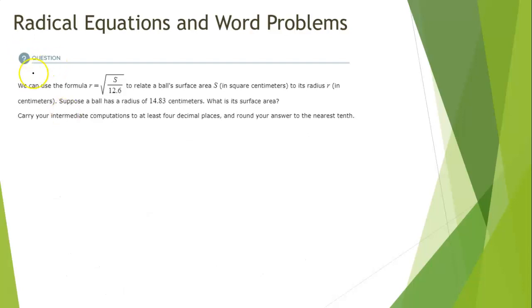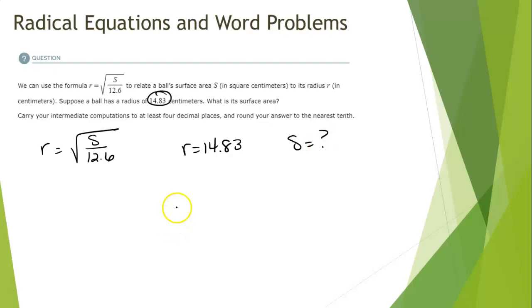Now, this one's a little bit different. We still have our same formula we just used, the formula for the surface area. But this time, they give us the radius. The radius is 14.83, and we're trying to find the surface area. So the 14.83 goes here, and that surface area is trapped on the inside of the radical. I can't get rid of the 12.6 because it's trapped inside that grouping symbol. So this is why sometimes on a word problem we need to square both sides.